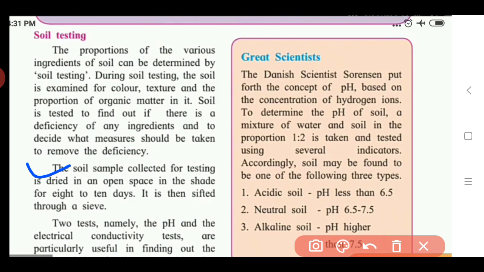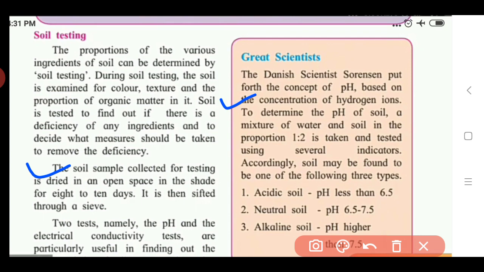So in the bracket, in this box, they give us some information related to a scientist, that is, the Danish scientist Sorensen put forth the concept of pH based on the concentration of hydrogen ions. How can we identify the pH of the soil? For this, to determine the pH of the soil, a mixture of water and soil in the proportion 1:2 is taken. 1:2 means one amount of water and two amounts of soil.